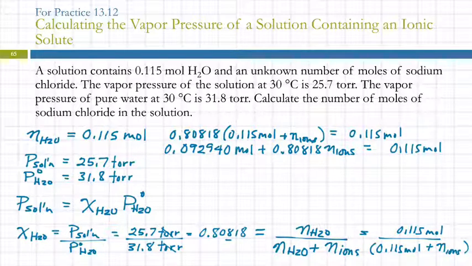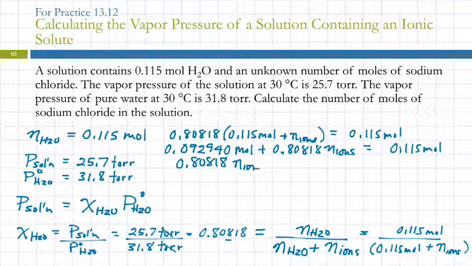This is why when you have an algebra class, they give you whole numbers instead of these messy fractions, because it gets just really tedious to do algebra with all these messy numbers. So we need to take 0.115 and subtract this. So our next step, we're going to end up with 0.80818.